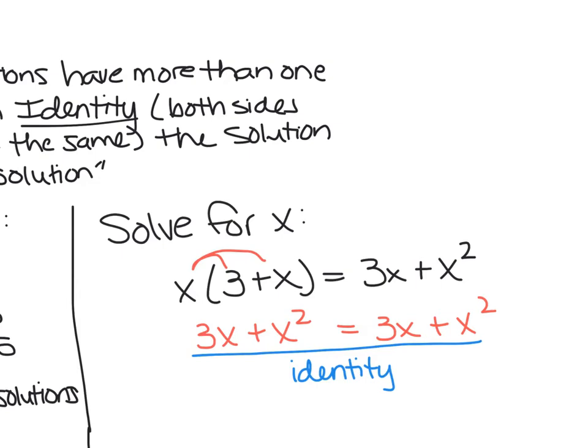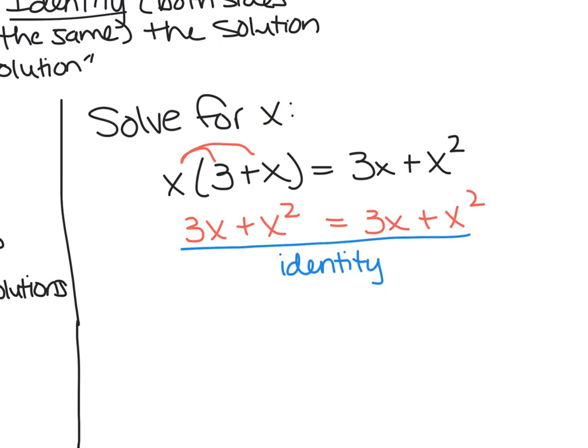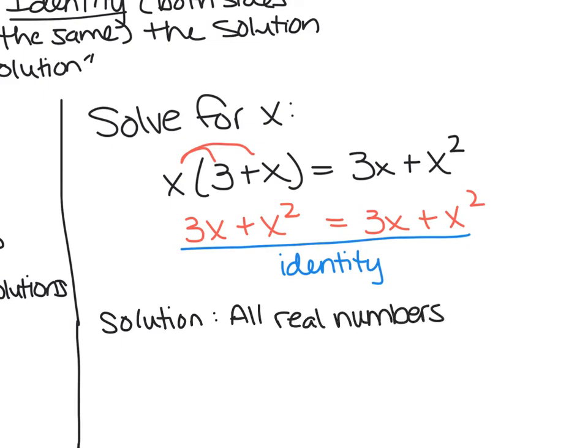It doesn't always have to be a long expression like this. You could get 3x equals 3x or just x equals x, or sometimes even something like 8 equals 8 or 10 equals 10. But when you get the same thing on both sides of the equal sign, you know your solution has to be all real numbers. You have the same thing on both sides, so no matter what you plug in, it's still going to be the same thing on both sides.